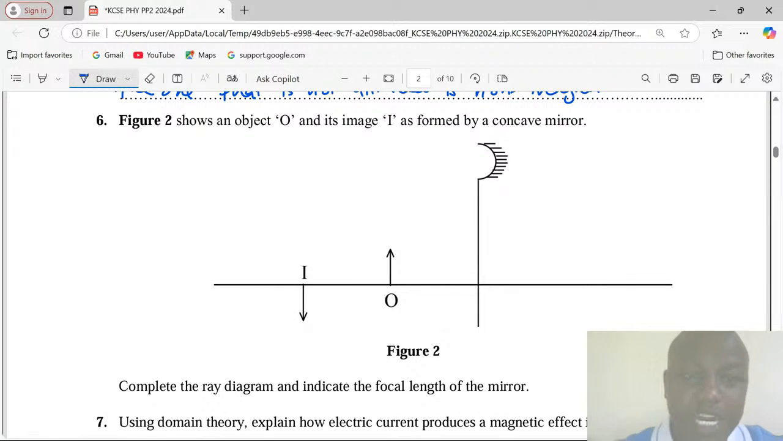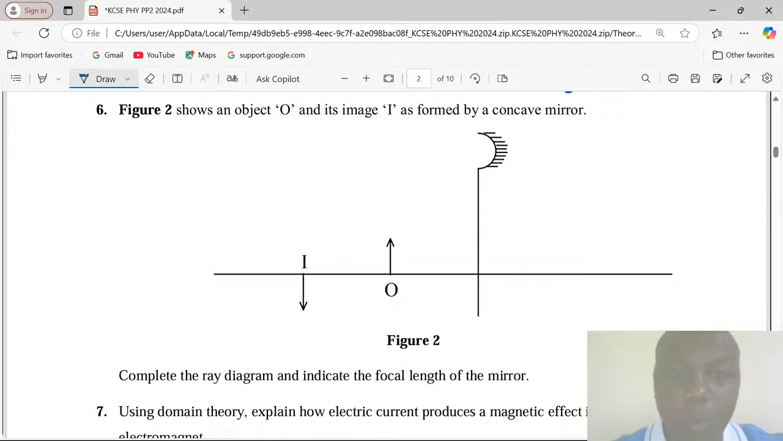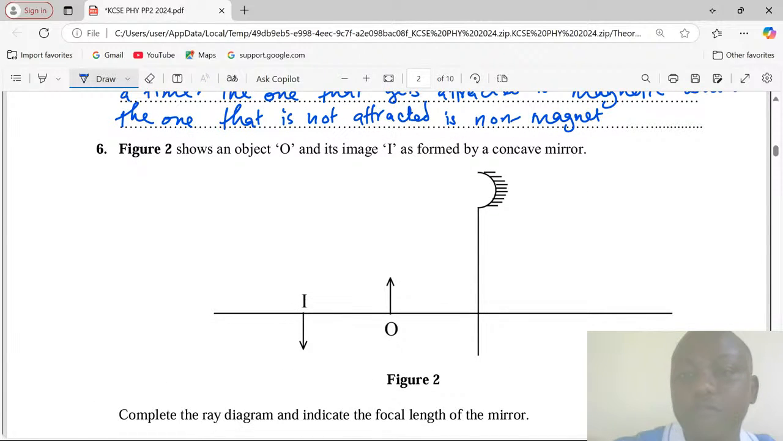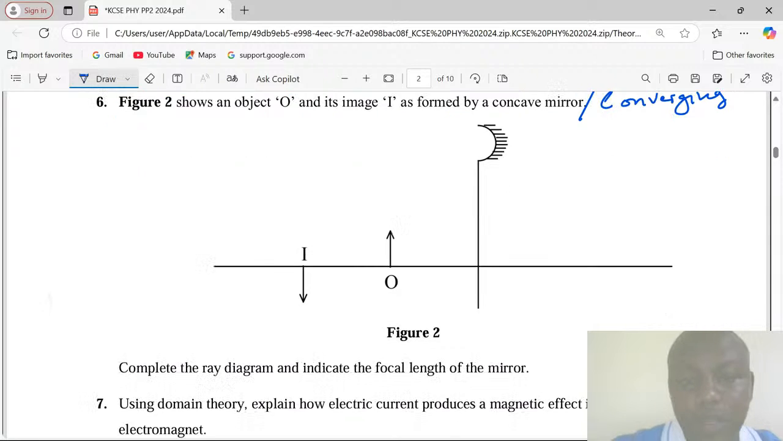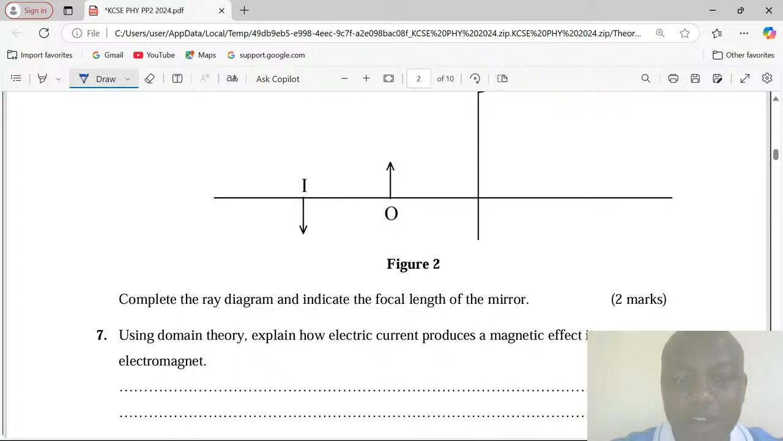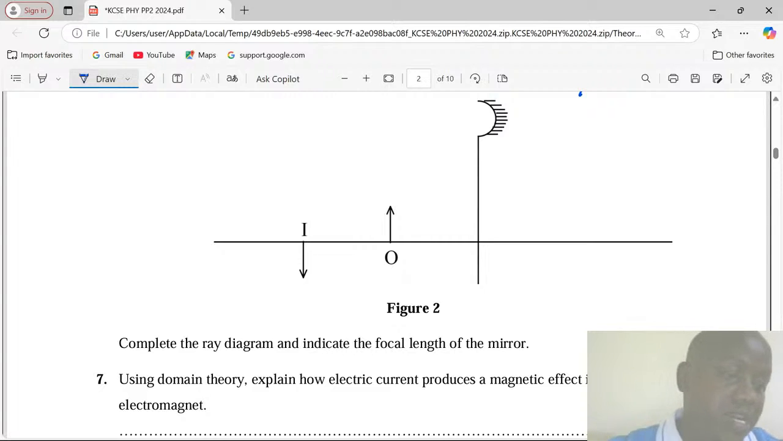We are on figure 2, which is in number 6. Figure 2 shows an object O and its image I as formed by a concave mirror. A concave mirror is also called a converging mirror. Now, the question is asking us to complete the ray diagram and indicate the focal length of the mirror. We are supposed to know what focal length is, and how ray diagrams are drawn.